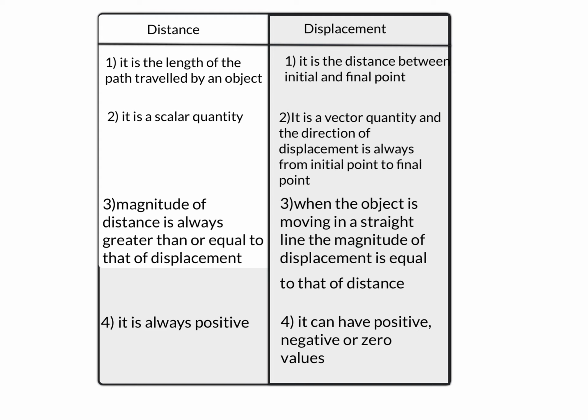And as it is a scalar quantity, it is always positive, and displacement is a vector quantity, so it can have a positive value, negative value, or 0. That means if you are considering towards right side, it is positive, and if the particle is moving towards left, we can write its displacement is negative. Or if the object is coming back to the same point, we can write displacement is equal to 0.